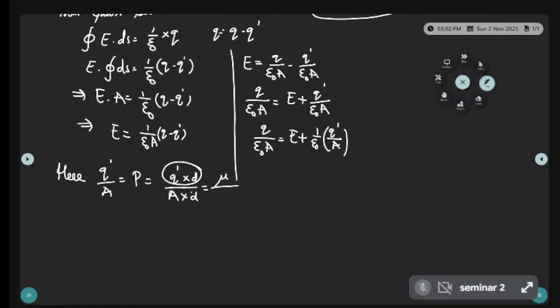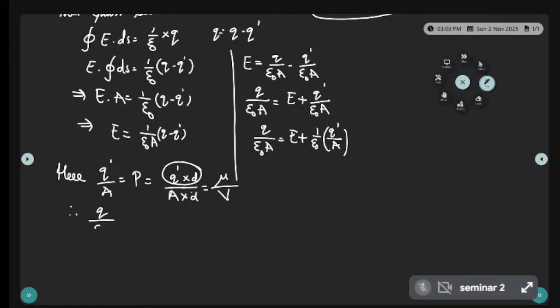I can write A stands for area multiplied with D. D is nothing but distance, maybe in terms of height if you think. Then what will come? Volume will come or not? Area into height gives you volume. So Q prime by A is equal to mu by V. Same or different now? But mu by V is equal to what we know? P. Therefore Q prime by A, what can I write? P.